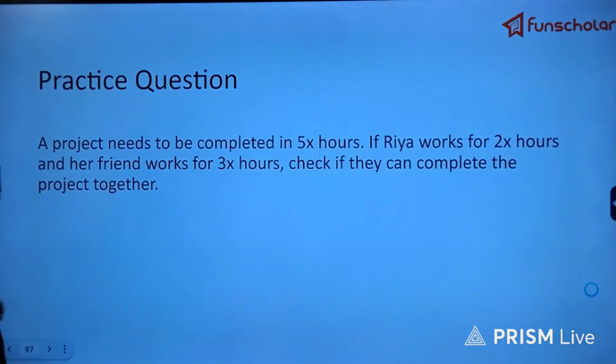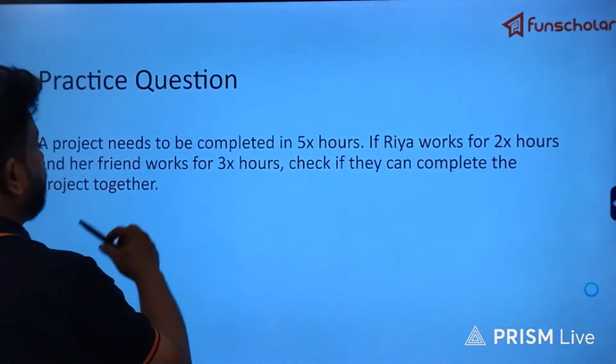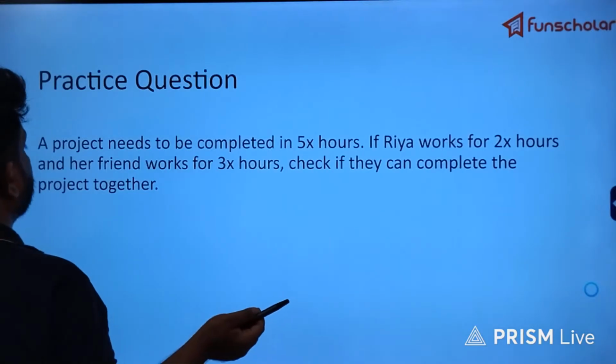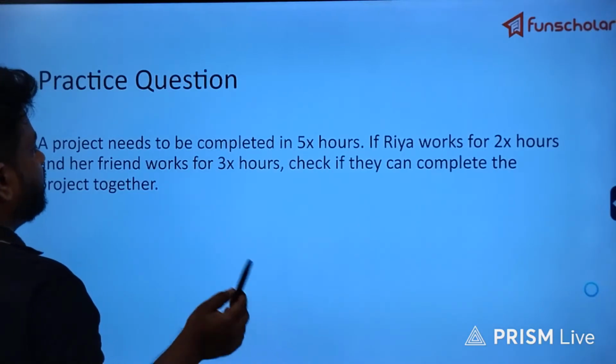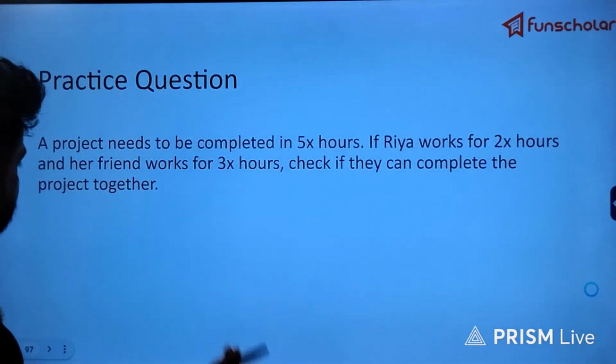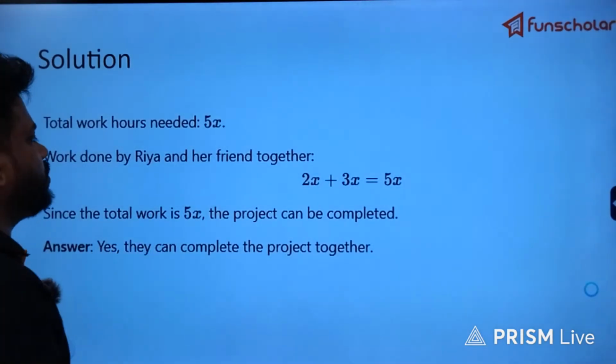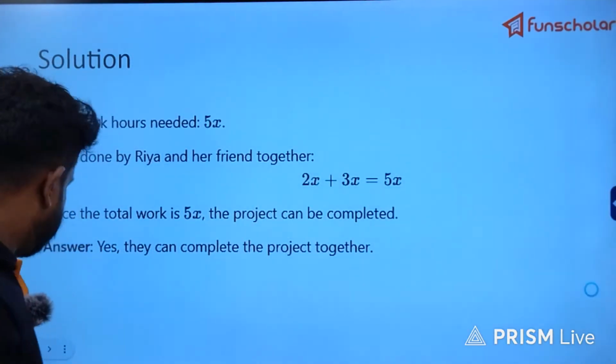A project needs to be completed in 5x hours. Ria works for 2x hours and her friend works for 3x hours. Check if they can complete the project together. Yes, they will complete this project together, because 2x plus 3x is 5x.